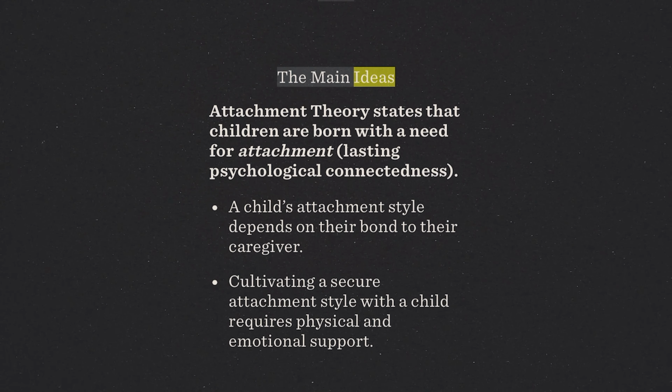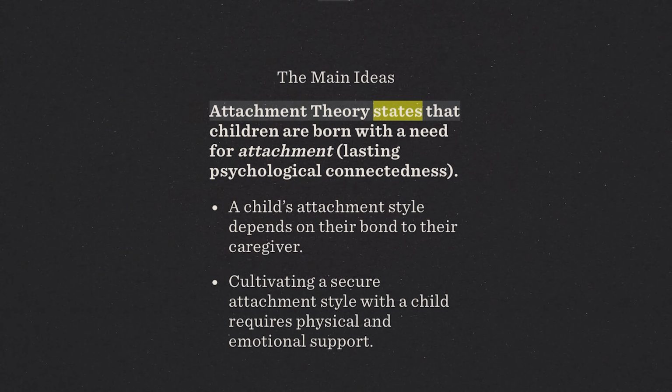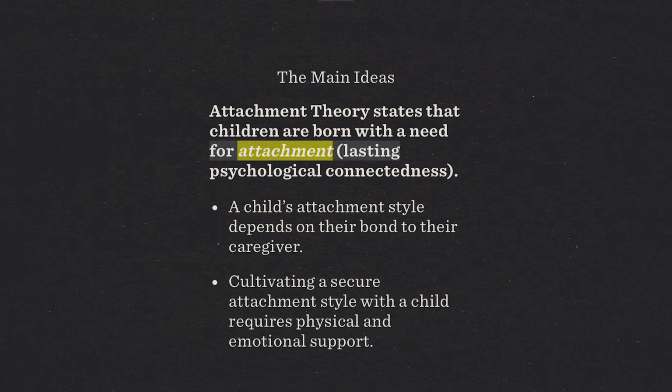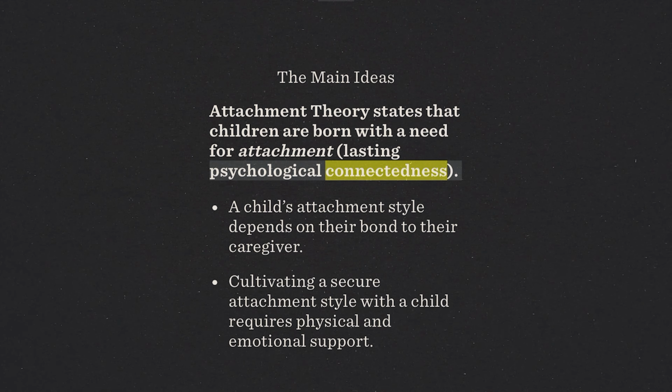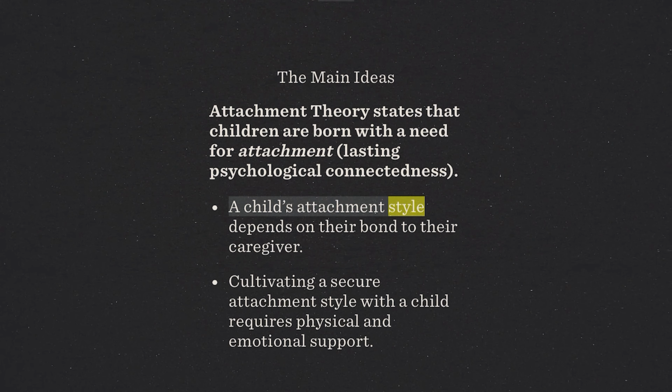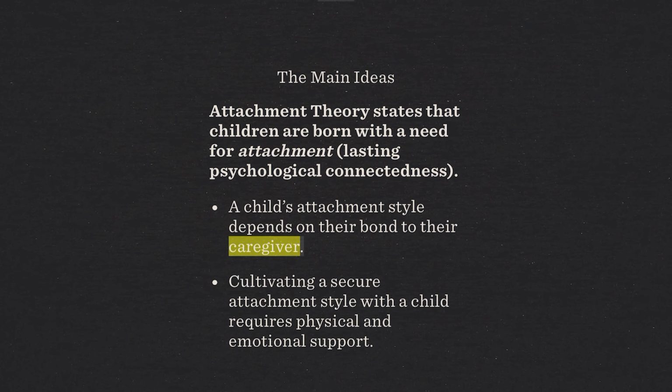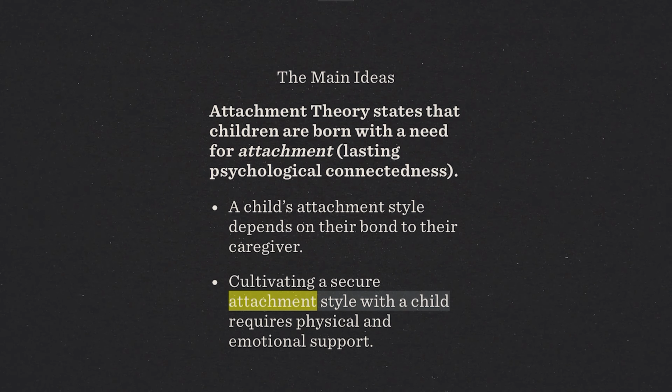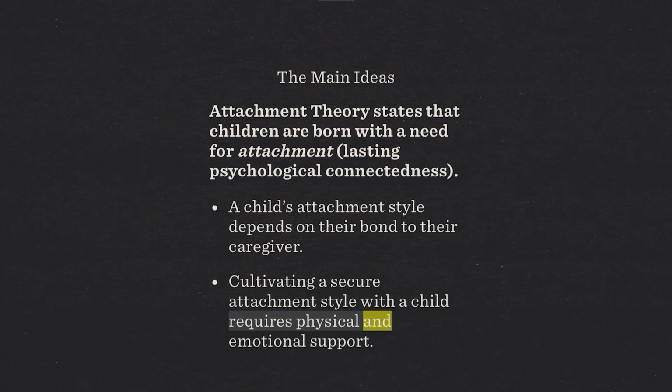The main ideas. Attachment theory states that children are born with a need for attachment, lasting psychological connectedness. A child's attachment style depends on their bond to their caregiver. Cultivating a secure attachment style with a child requires physical and emotional support.